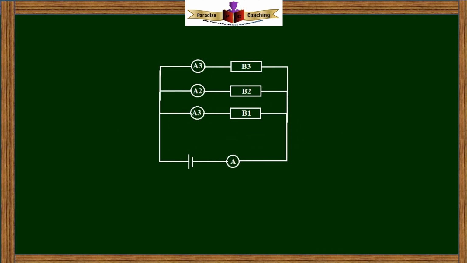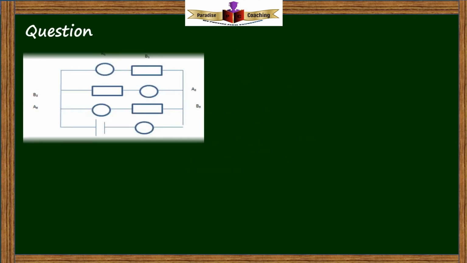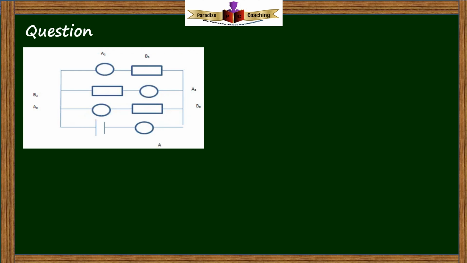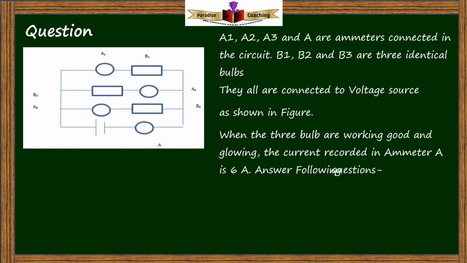Now the third bulb B3 is connected in parallel as shown. The total current is equal to the sum of the current flowing through the bulbs B1, B2, and B3. The total current is decreased when a bulb is removed or gets fused. A1, A2, A3, and A are ammeters connected in the circuit. B1, B2, and B3 are 3 identical bulbs. They all are connected to a voltage source.